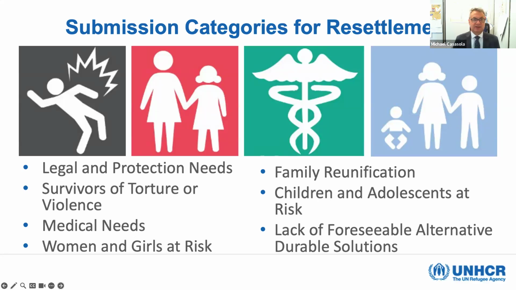And the hope was that through resettlement, they would get the supports they needed. The third most common category that we identify refugees based on needing resettlement is actually medical need.